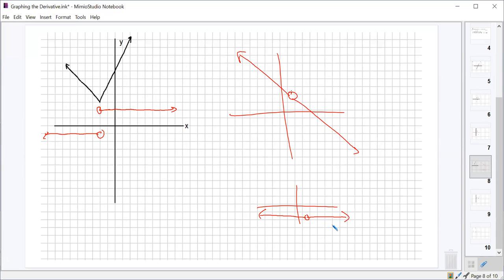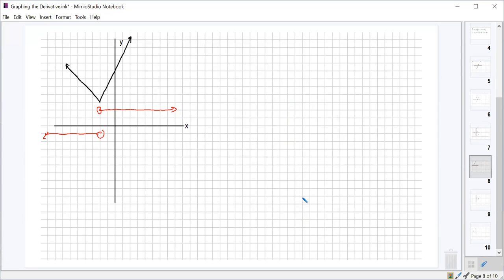Oh, okay. So it just depends on what the graph's doing. Exactly. If I had a removable discontinuity and it was doing this instead, then I'd have to jump up here and look like this, and then it would still be a jump discontinuity. It just depends. Okay, got it. Thank you.